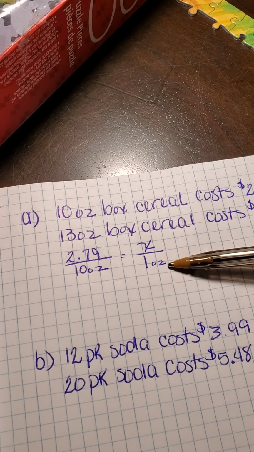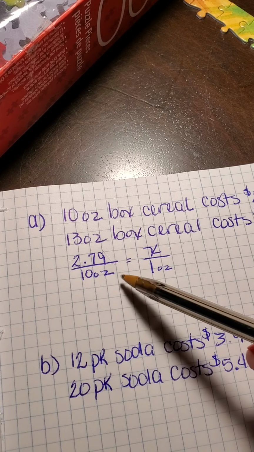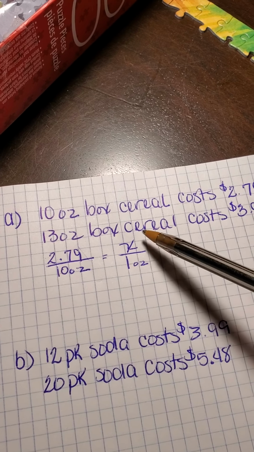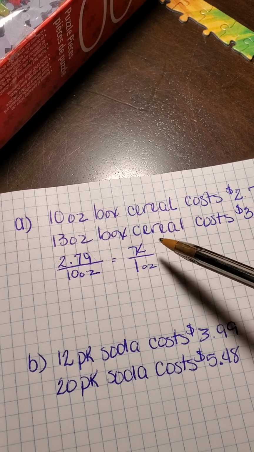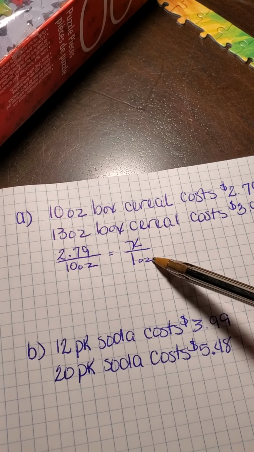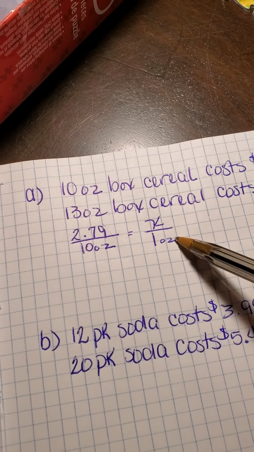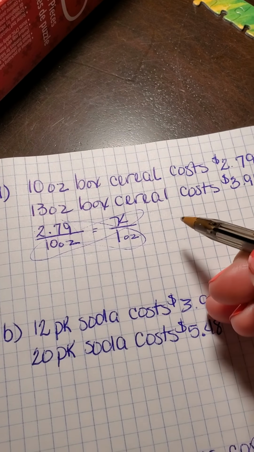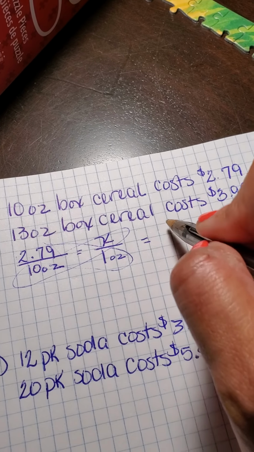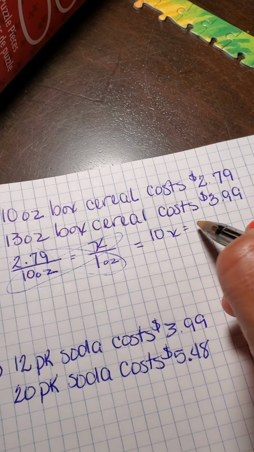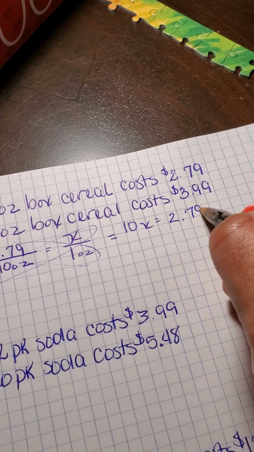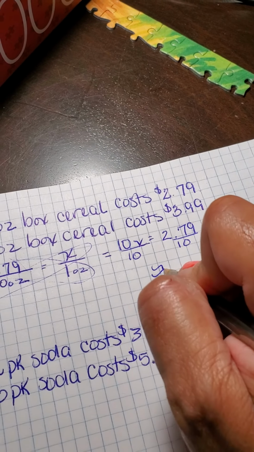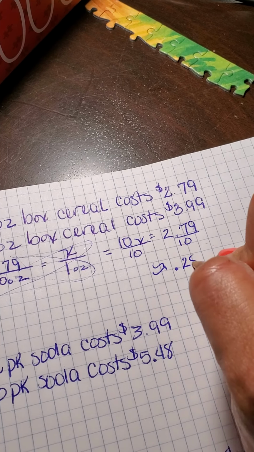If you wanted to solve this problem, you could put 10 ounces up here and $2.79. Then you have to make sure that you put your unit rate, your 1 ounce, and then your variable for what you don't know. We're going to solve this the same way. We're going to cross multiply. You end up with 10x equals 279. Isolate the variable and divide both sides by 10, and you end up with approximately 28 cents.